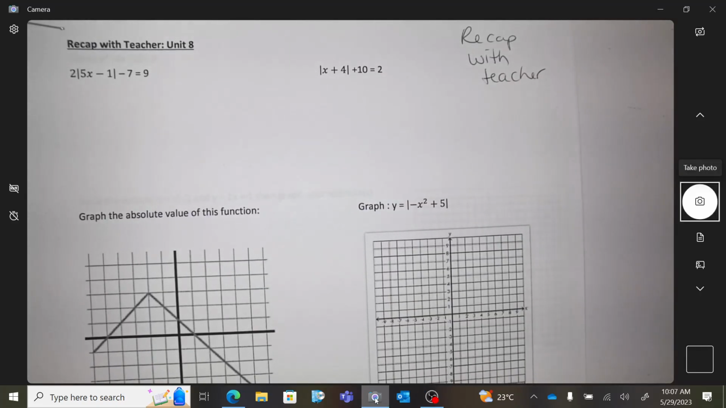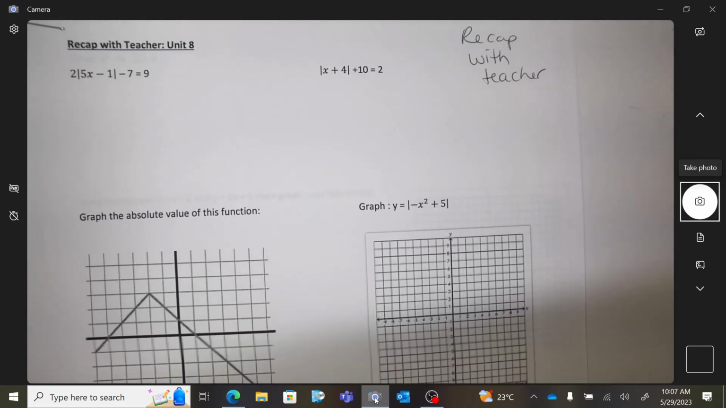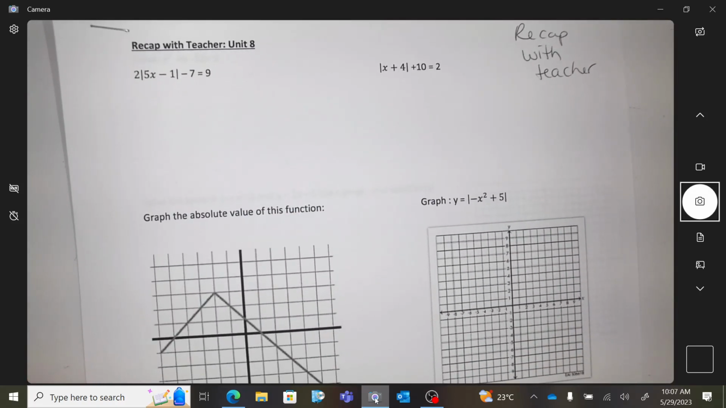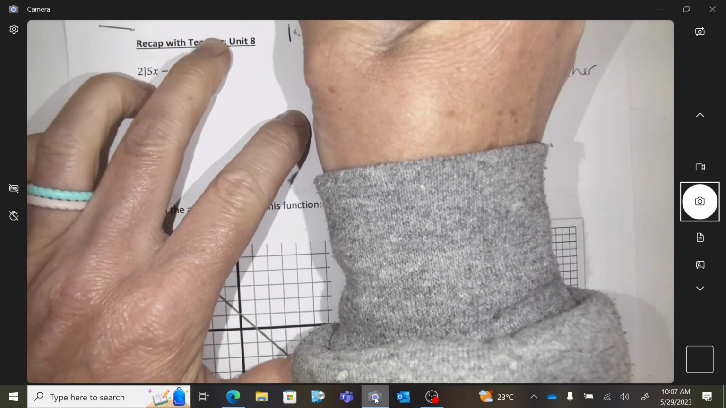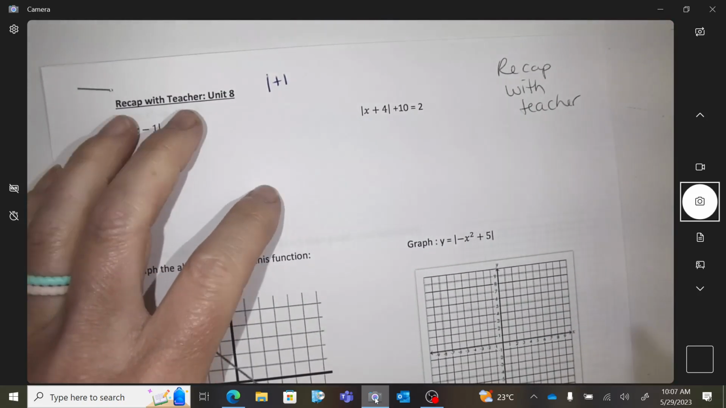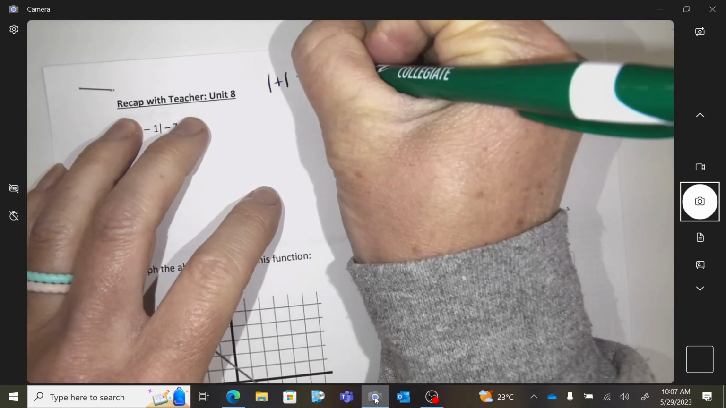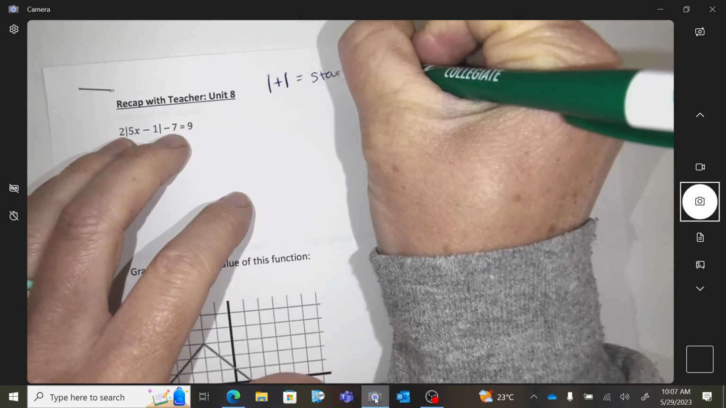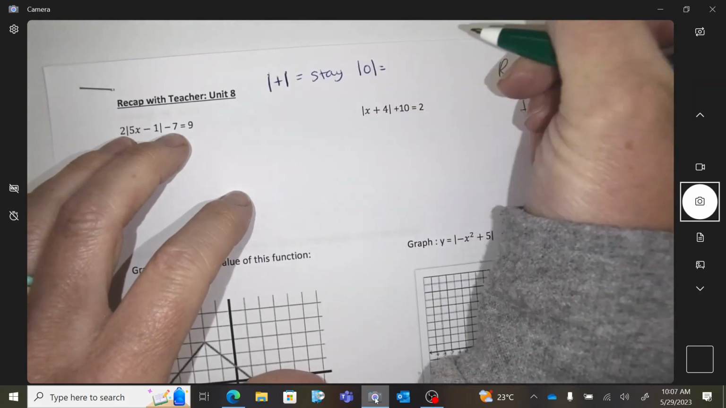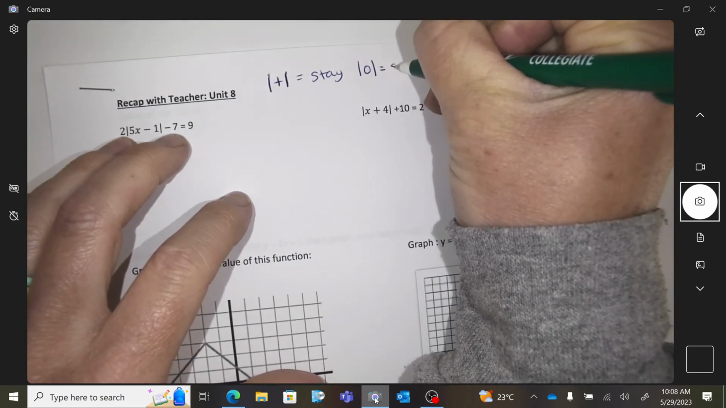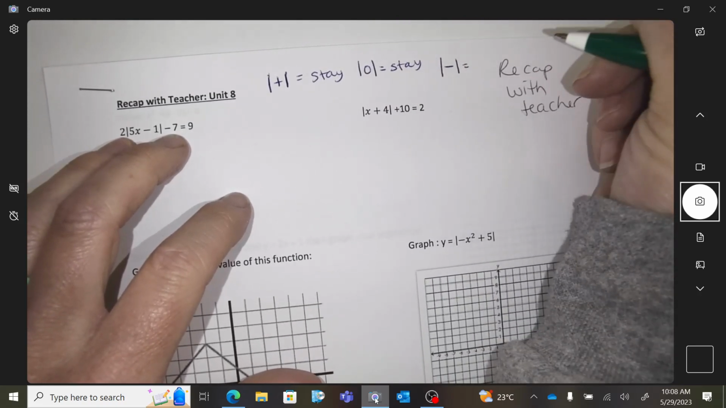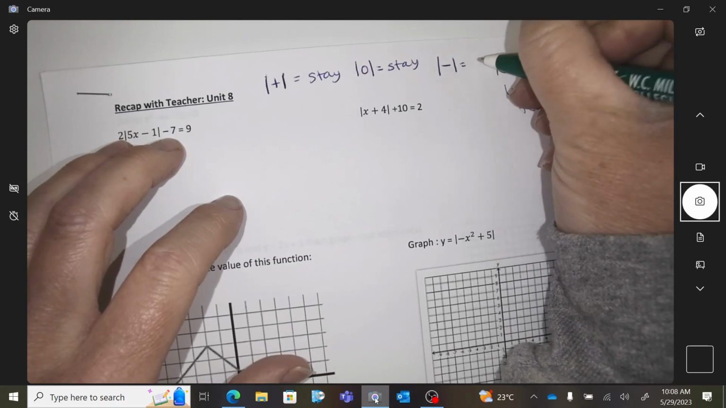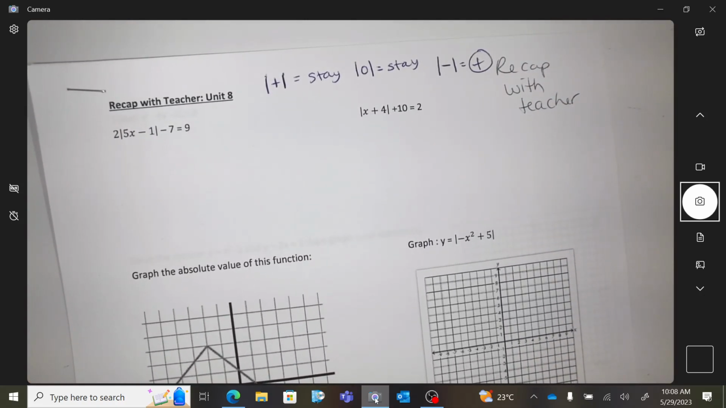Okay, the first outcome. Do you remember what this is called with these straight brackets? Absolute value. So that absolute value, what's the big idea? If you absolute a positive number, what would happen to it? It would stay. If you absoluted 0, what's the absolute of 0? Stays. And then what happens when you absolute a negative value? It would change to positive. Okay?